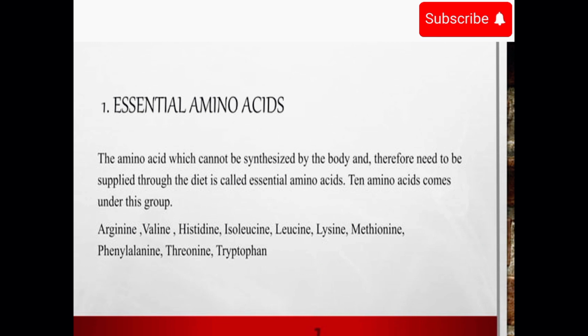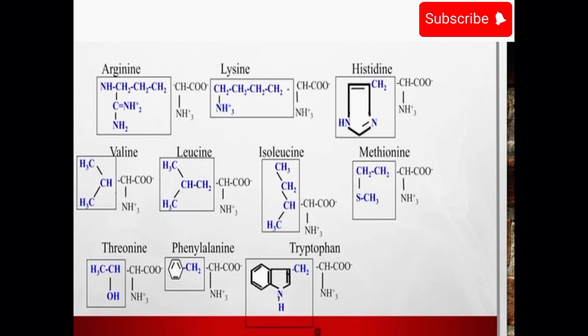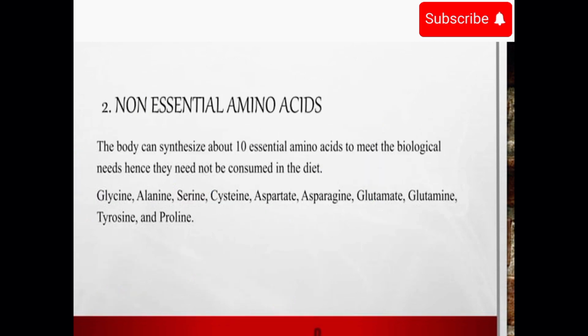The amino acids which cannot be synthesized by the body and therefore need to be supplied through the diet are called essential amino acids. Certain amino acids come under this group. Examples are arginine, valine, threonine, and tryptophan. These are essential amino acids as well as their structures: arginine, lysine, valine, leucine, isoleucine.